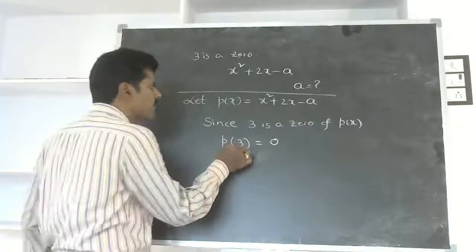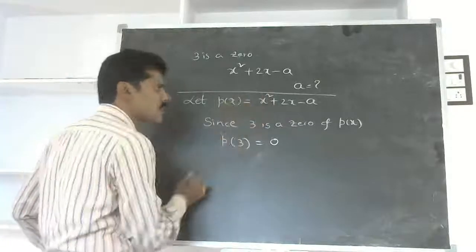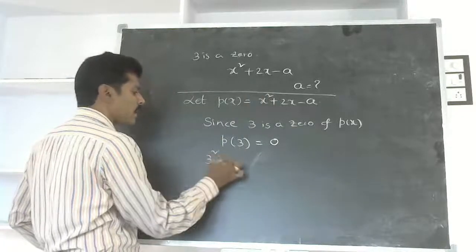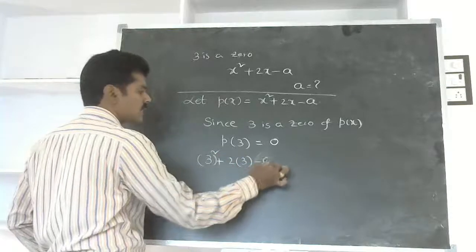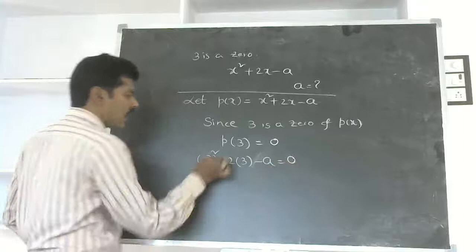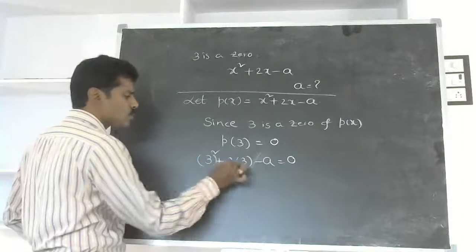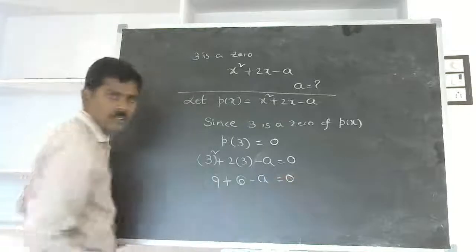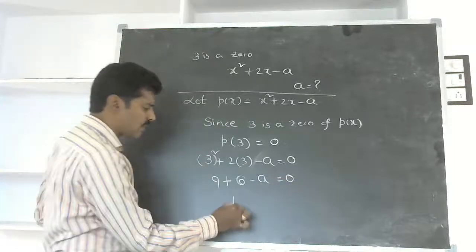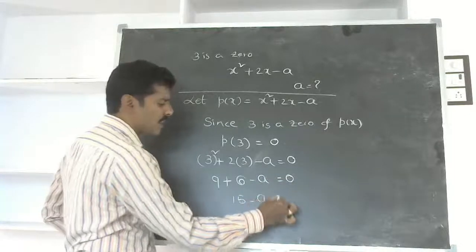So now, p of 3 equals 0, what do we do? We substitute 3 in the place of x. 3 square plus 2 into 3, but you have to keep brackets, minus a is equal to 0. And 3 square becomes 9 plus 2 threes becomes 6 minus a is equal to 0. So 9 plus 6 you will get as 15, and minus a equals 0.